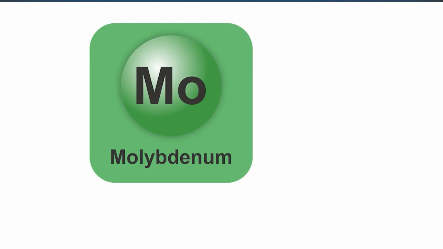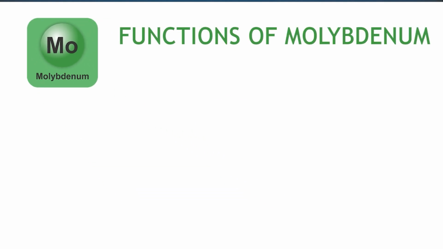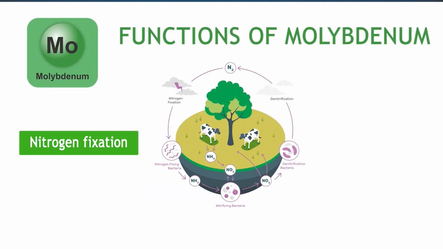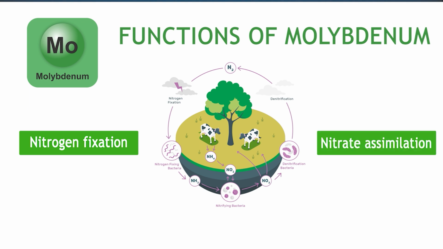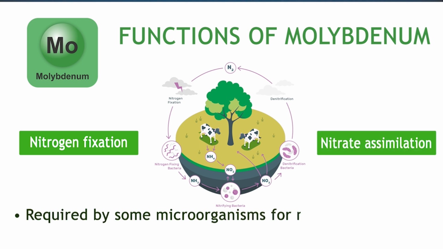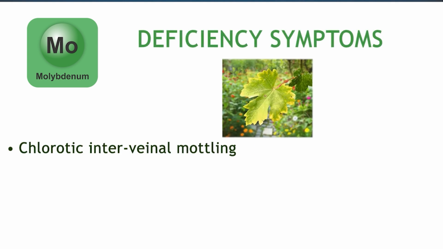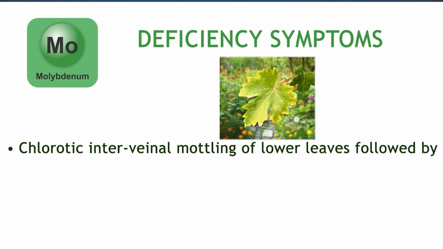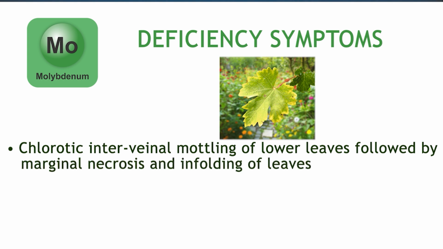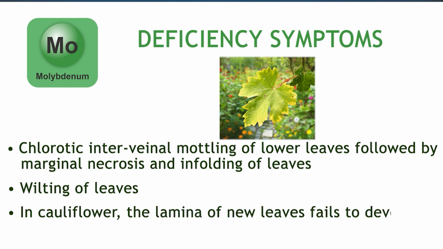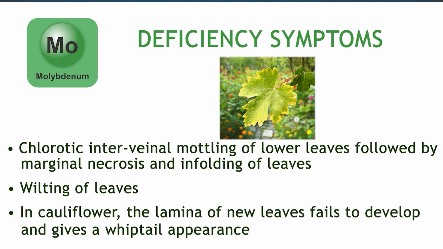11th, molybdenum. Its functions are involved in nitrogen fixation and nitrate assimilation, required by some microorganisms for nitrogen fixation in soils. Its deficiency symptoms are chlorotic intervenal mottling of lower leaves followed by marginal necrosis and infolding of leaves, wilting of leaves. In cauliflower, the lamina of new leaves fail to develop and gives a whiptail appearance.